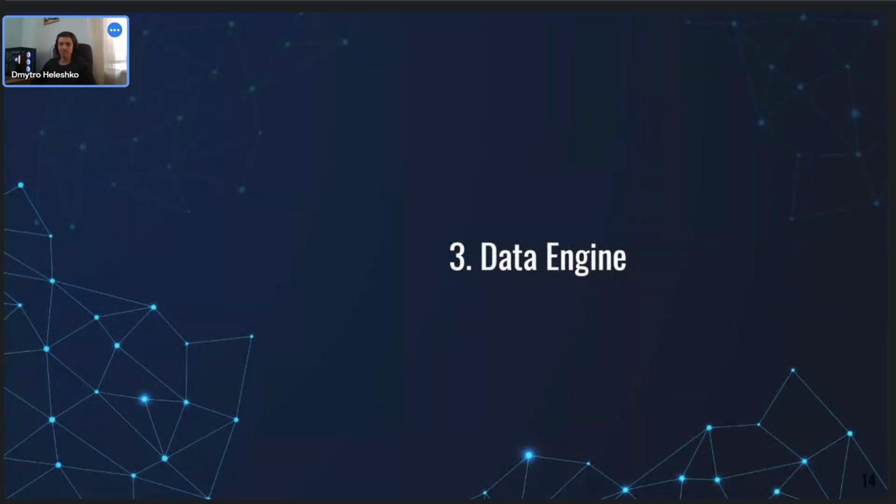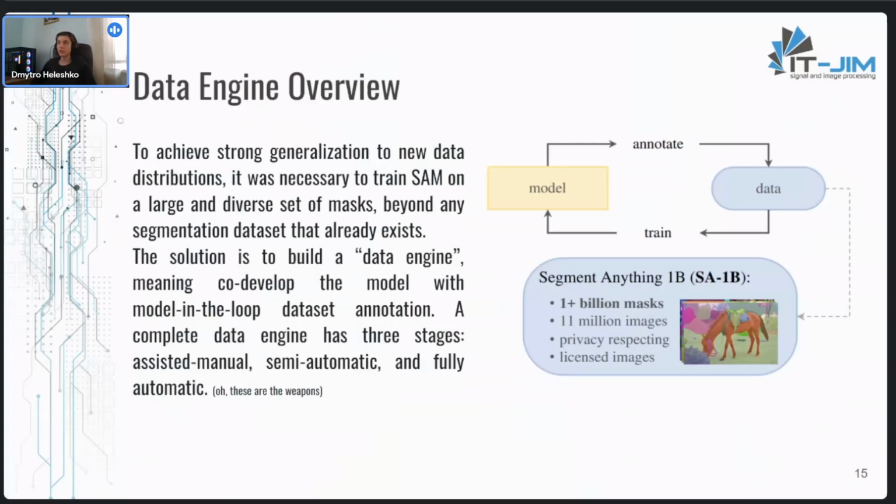Now, to achieve strong generalization to new data distributions, it was necessary to train SAM on a large and diverse set of masks, beyond any segmentation dataset that already exists. The solution is to build a data engine, meaning co-develop the model and the model-in-the-loop dataset annotations. A complete data engine has three stages: assisted manual, semi-automatic, and fully automatic.